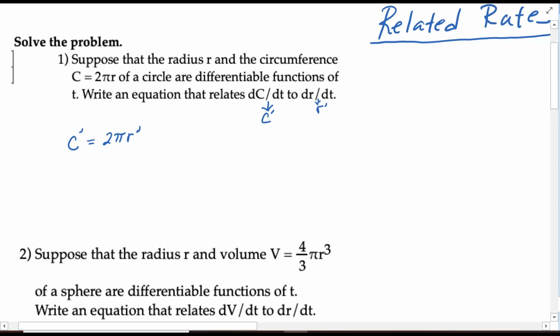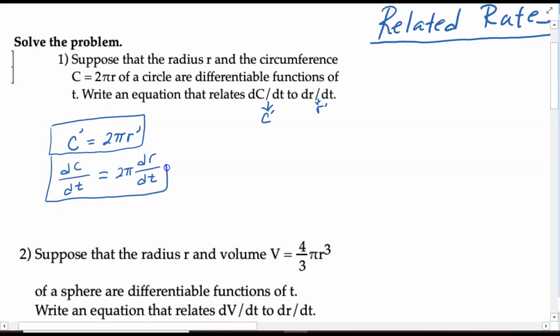So when we write an equation that relates dc/dt to dr/dt, that's this right here. dc/dt equals 2 pi dr/dt. This is the same thing, okay? These two are synonymous. They are the same thing, just different ways that you can express it. One of them is prime notation. The other one is, of course, Leibniz notation. But there's nothing to it.